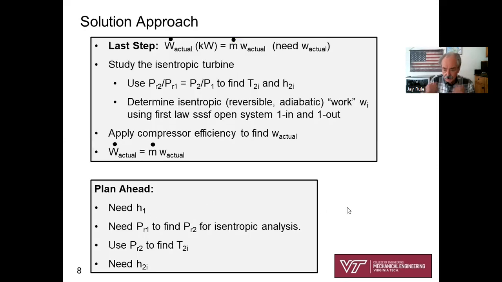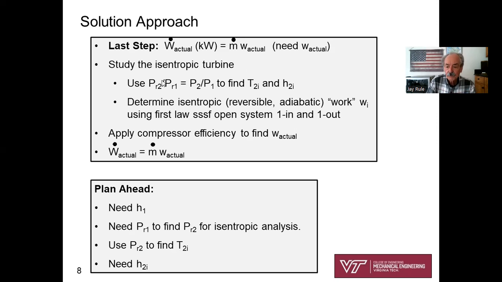All right, let's think about how we'll solve the problem before we start solving the problem. The last step will be that we calculate the power. The power required to drive the compressor is going to be m dot times little w actual. We're going to be working throughout our numerical work with little w actual and little w isentropic because it's easier. The units of little w are kilojoules per kilogram, whereas W dot is kilojoules per second or kilowatts.